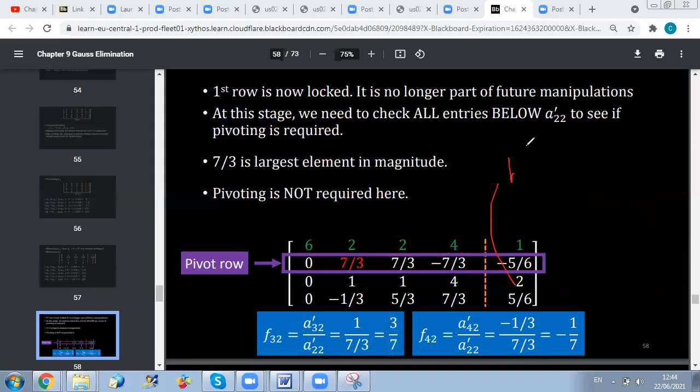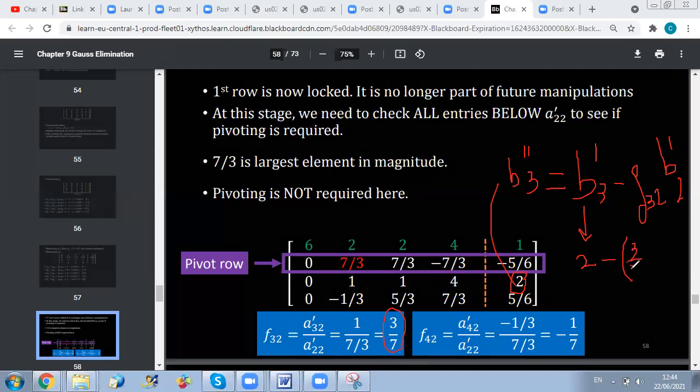B second 3 will be equal to B prime 3 minus F32 times B prime 2. Okay. So I will replace this term by this is 2 equal to 2 minus ال F32 اللي هي 3 over 7 times B prime 2. Okay, I have minus 5 over 6.